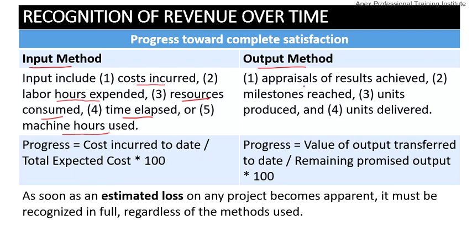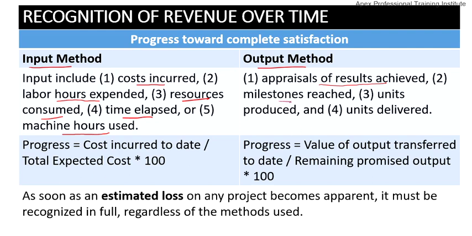Output method: this can be based upon appraisal of results achieved. Now, same example of a construction contract, this time we are saying not based upon the cost, but based upon how much work is done or completed. For example, in a 10-story building, let's assume 3 stories or 3 floors are completed. After the appraisal is done by the consultants and whatever authorities are there, we will say that is the appraisal of results achieved, like how much work is done.